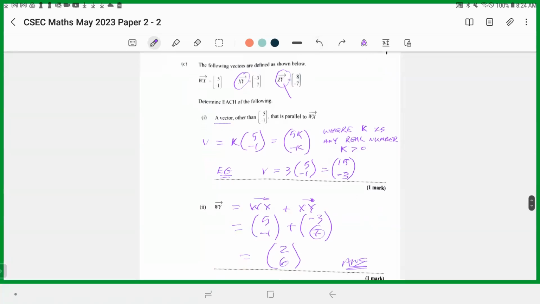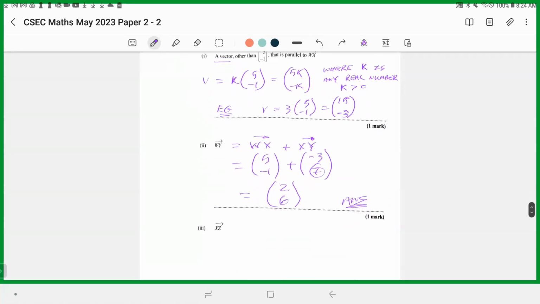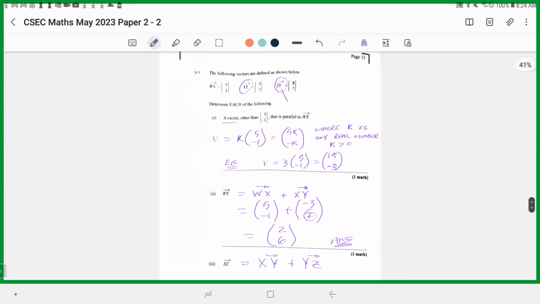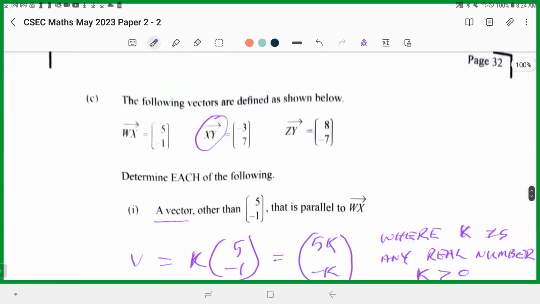Now, if you want to start at X and bring it to Z, then naturally you want to go from X to Y first, and then you go from Y to Z. That's what you want. And the question actually gave us ZY. ZY is just the inverse of YZ.